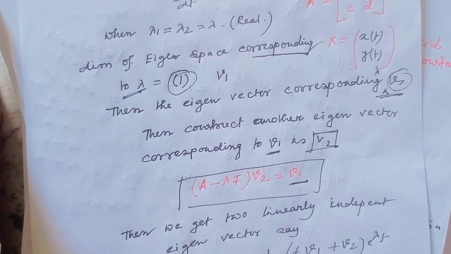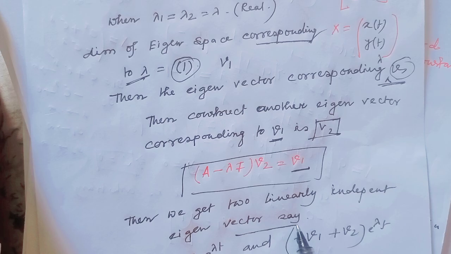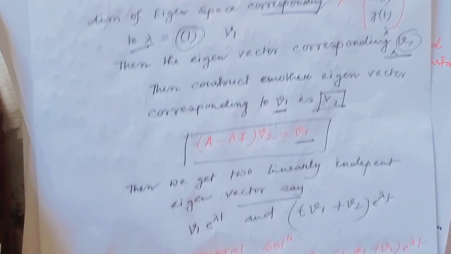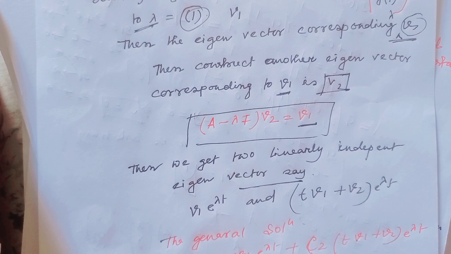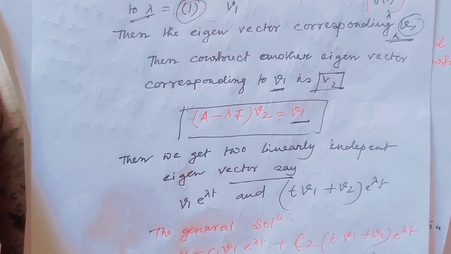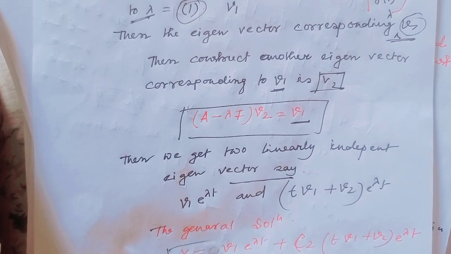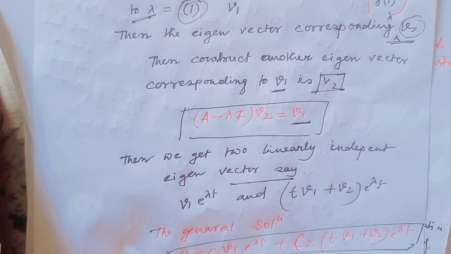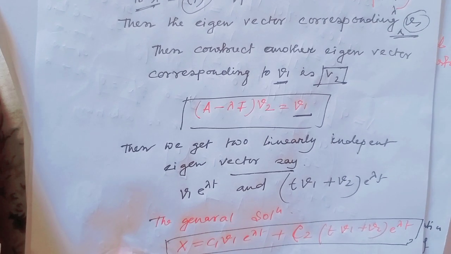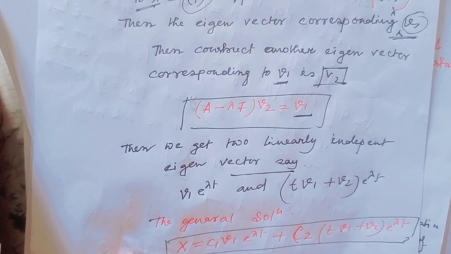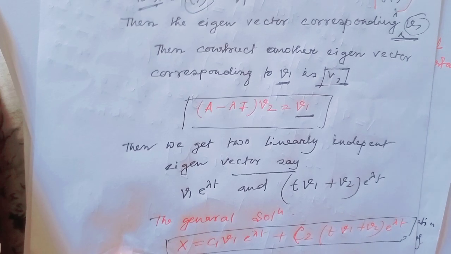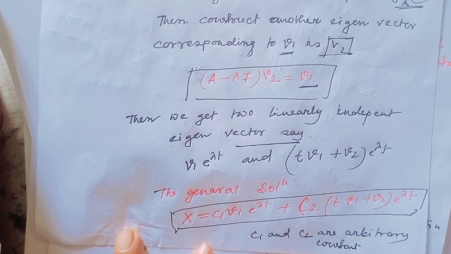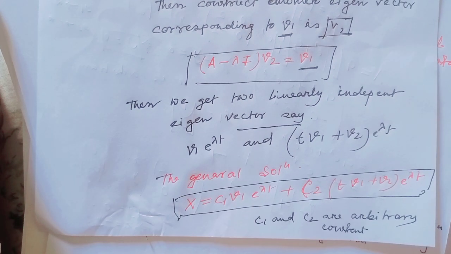Then we get linearly independent solutions, v1 e to the power lambda t and (t v1 plus v2) e to the power lambda t. Then the general solution is c1 v1 e to the power lambda t plus c2 times (t v1 plus v2) e to the power lambda t. This would be the general solution. And here c1 and c2 are arbitrary constants. Okay, I hope all my viewers have understood clearly.